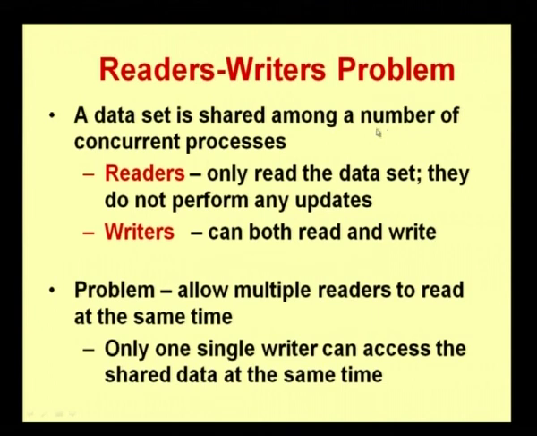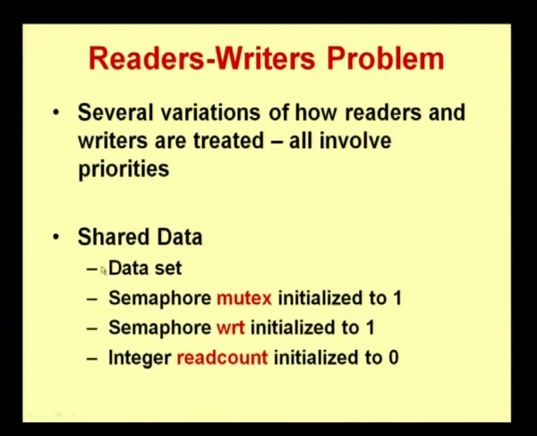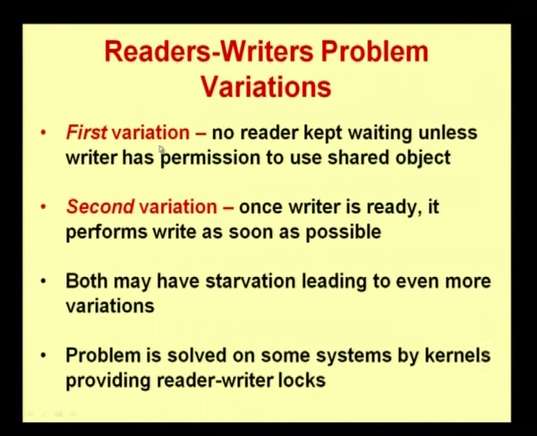A data set is shared among a number of concurrent processes. Readers only read the data, writers can write the data. When they are going to write the data, they are supposed to read the data even. So they have the option of both reading and writing. The problem is, it allows multiple readers to read at the same instance of time. Only one writer can access the shared data at the same time, because he has to read the data, and then based on his reading, he is supposed to modify and write the contents. The shared data will be the data set, a semaphore mutex, and an integer read count.